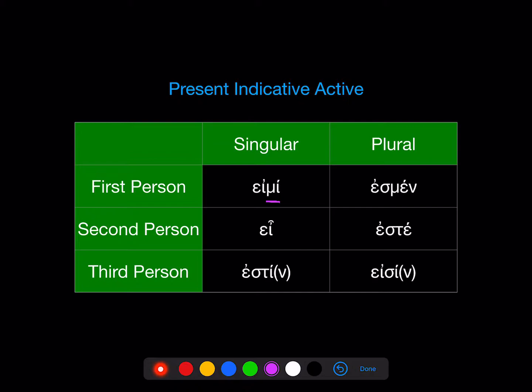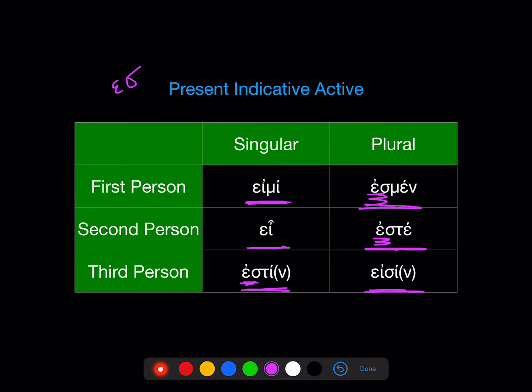So we're not going to talk a ton about mi verbs right now. You're just going to have to memorize the forms of eimi. Later on, we'll learn more mi verbs. So here's the present indicative active of eimi, be: eimi, ei, esti, esmen, este, eisi. Okay? The stem of this verb really is s. And you can see that here, here, and here.